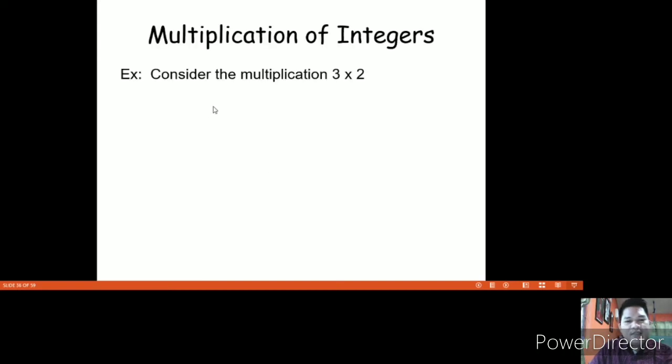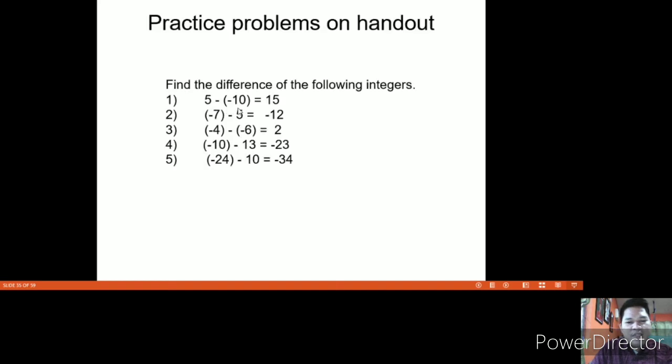Okay, the answer for number 1, 5 minus negative 10, is equal to 15. Negative 7 minus 5 is equal to negative 12. Negative 4 minus negative 6 is equal to positive 2. Negative 10 minus 13 is equal to negative 23. And negative 24 minus 10 is equal to negative 34. I hope you know already how to subtract integers.